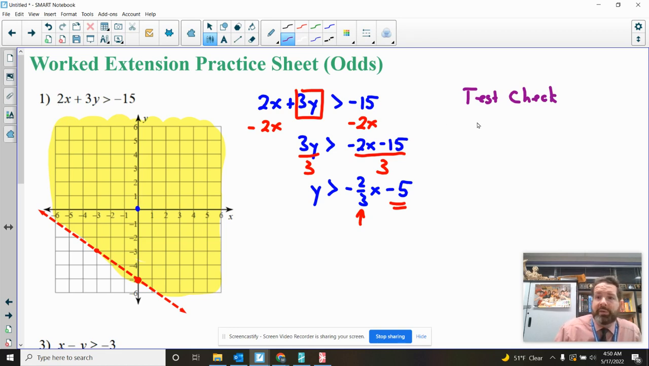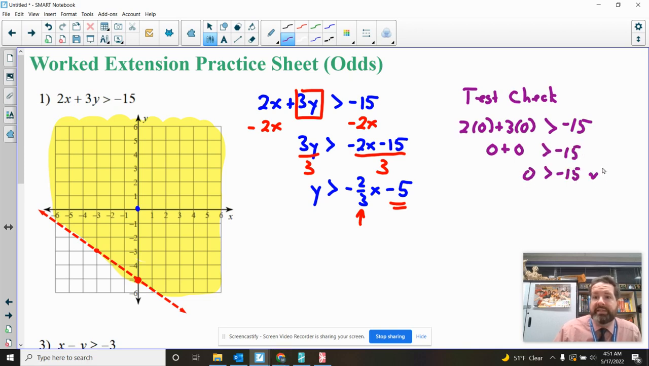So 2x plus 3y, so 2 times 0 plus 3 times 0. Is that greater than negative 15? Well, that's 0 plus 0, which is just 0, which is in fact greater than negative 15. That checks out.